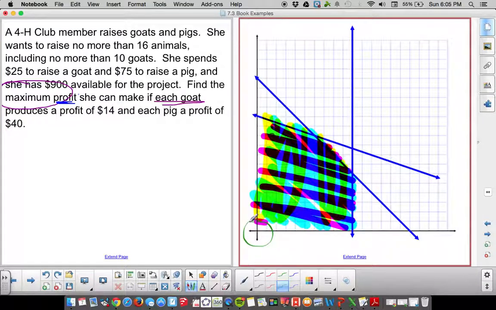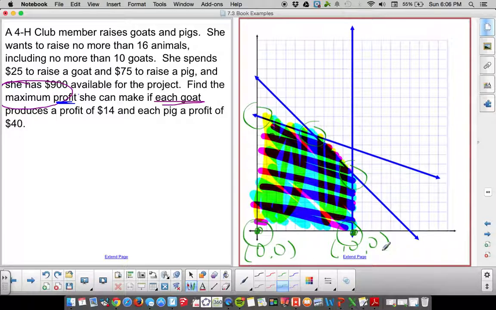So I have a corner here, here, here, here, and here. So I need to find what those corner points are. So I'm going to use my skills with intercepts and linear equations to do that. So I know my corner here, my vertex here is my origin, 0, 0. I know that this corner right here is represented by the x-intercept of my vertical line, which is 10, 0.